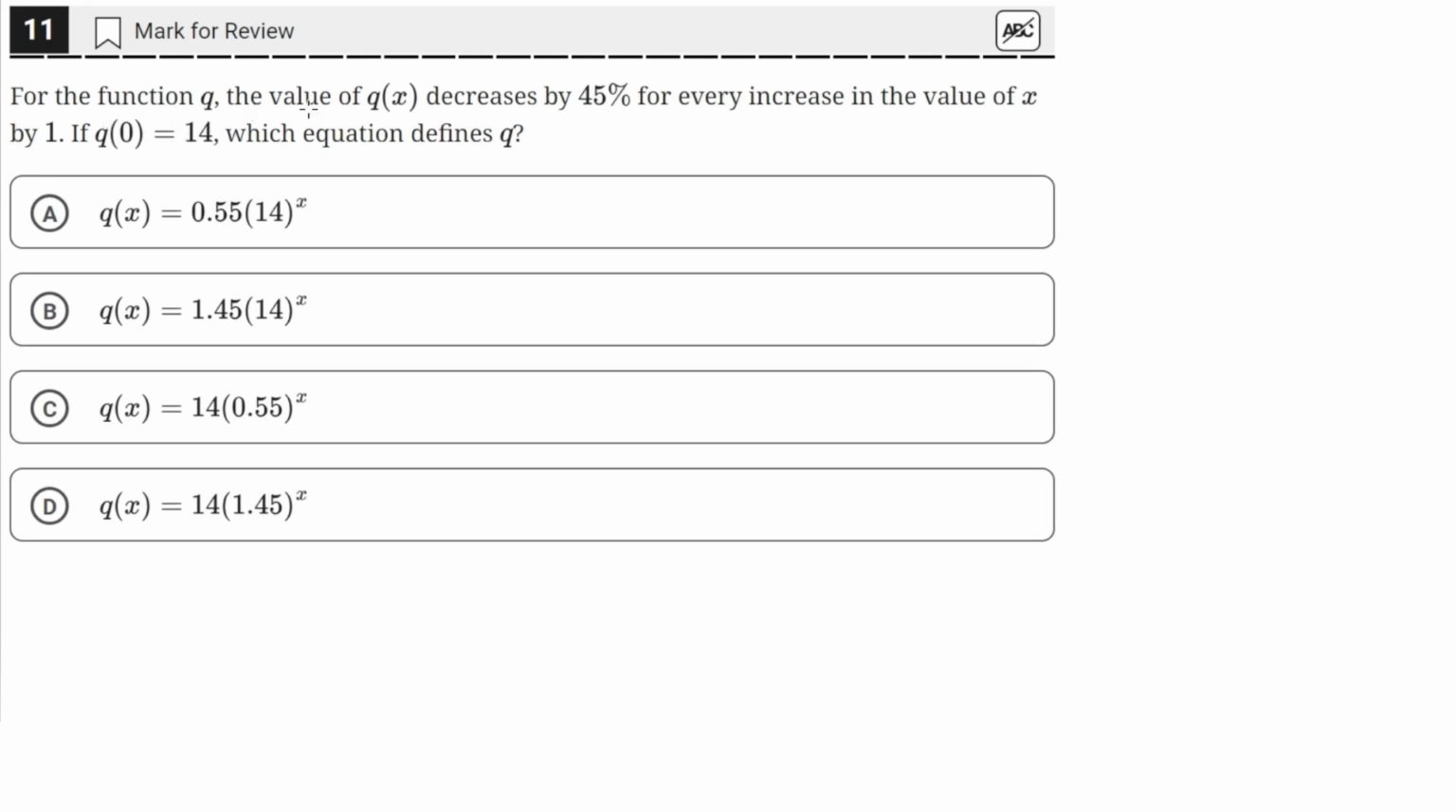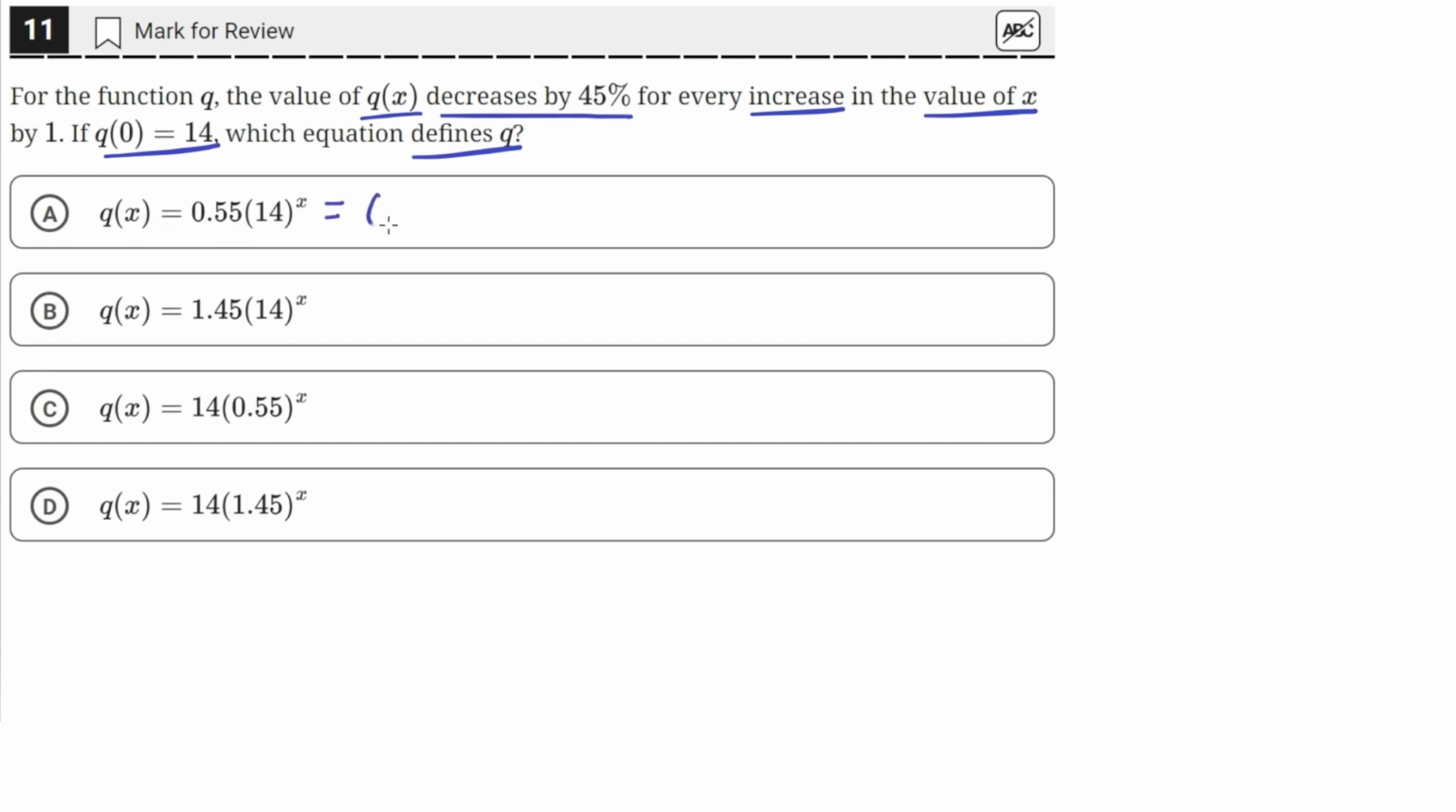For the function q, the value of q of x decreases by 45% for every increase in the value of x by 1. If q of 0 equals 14, which equation defines q? Okay, so we need to find which one of these exponential equations here matches up with the scenario. So the problem statement tells us that q of 0 equals 14, which means that when x equals 0, the value of q of x equals 14. So let's just plug in x equals 0 into all of these answer choices.